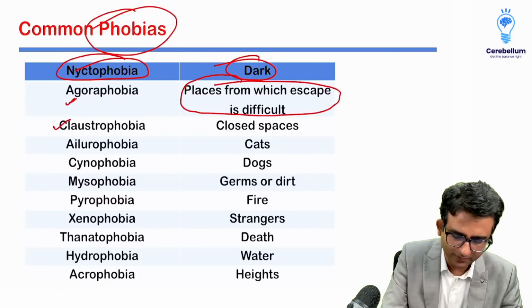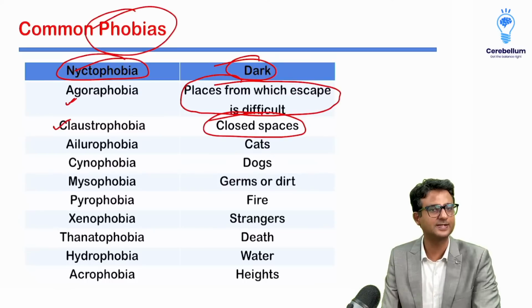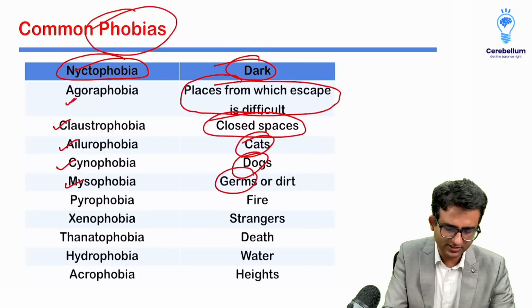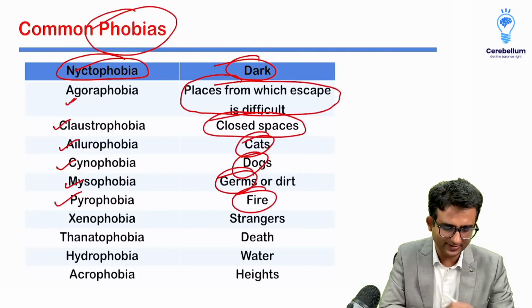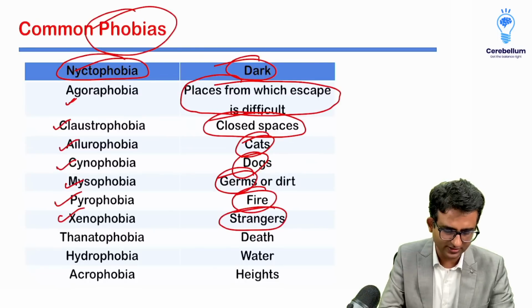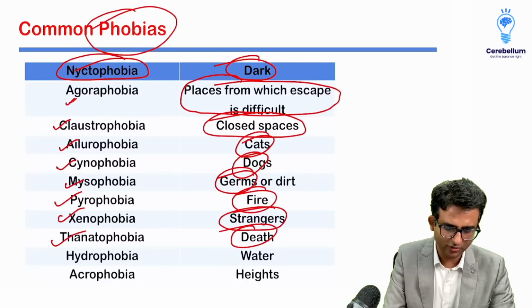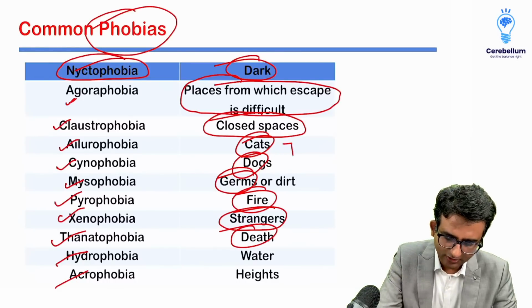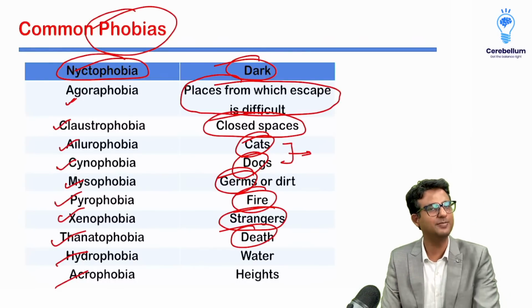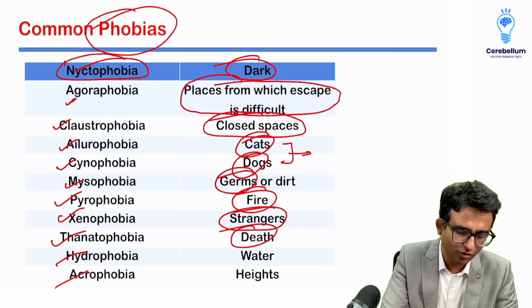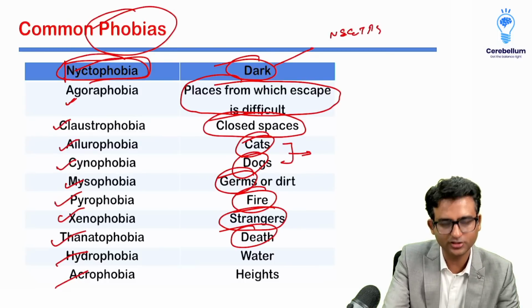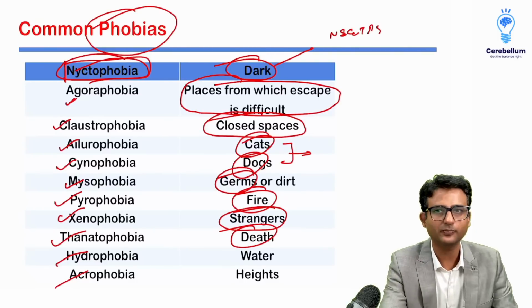What is claustrophobia? Fear of closed spaces. Ailurophobia, cats. Cynophobia, dogs. Mysophobia, germs. Pyrophobia, fire. Xenophobia, strangers. Thanatophobia, death. Hydrophobia, water. Acrophobia, heights. Rarely a question comes. A question on ailurophobia and cynophobia was asked once in the DNB exam. There was a question on nyctophobia in NEET PG. They may ask you this question. Okay, got it.